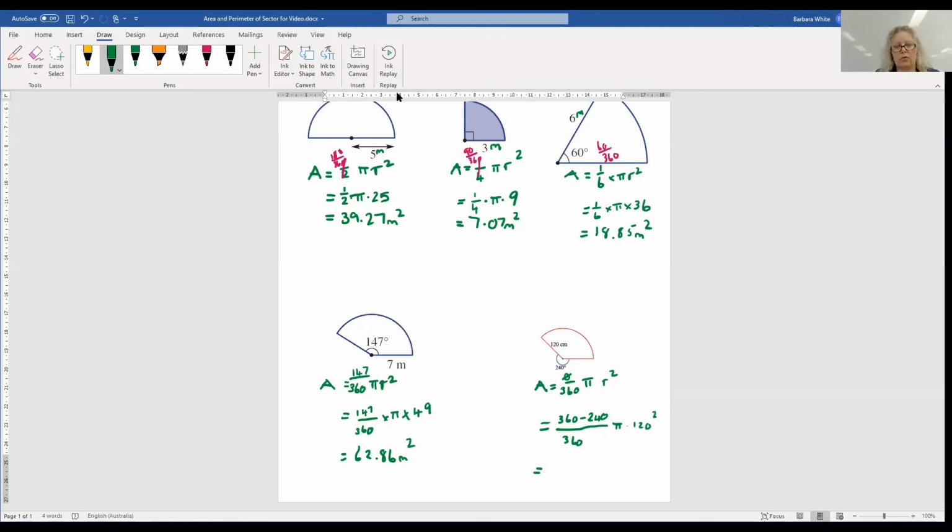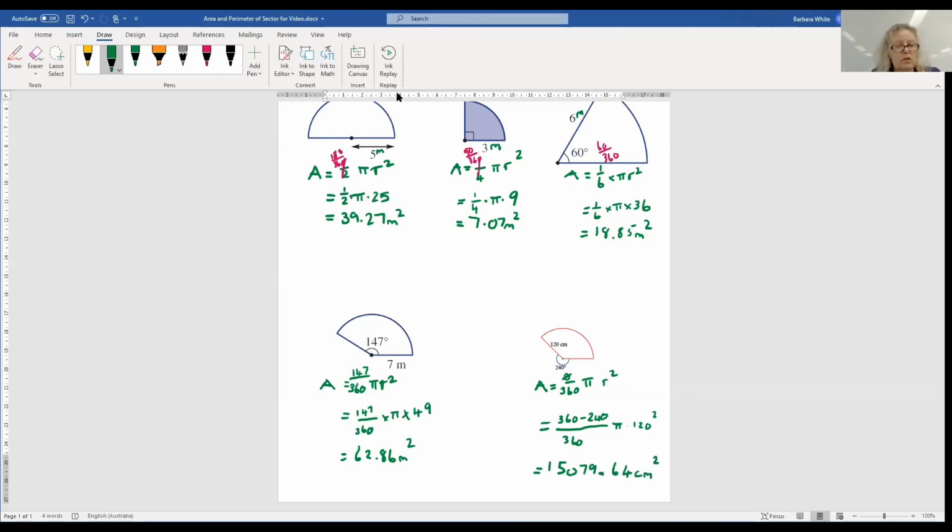I'm going to go 360 take away 240, and I'm going to get 120, times pi times 120 times 120. I could have just used a square symbol. I'm going to press equals, and then I'm going to divide by 360 and get 15,079.64 square centimetres.